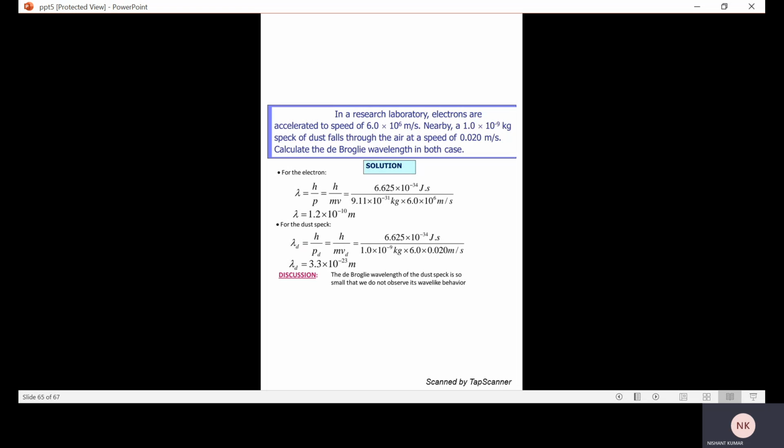In the dust case, lambda of dust is equal to h by p, which is h by mv, and on putting in the numerical values we find lambda of dust is equal to 3.3 times 10 to the power minus 23 meter.